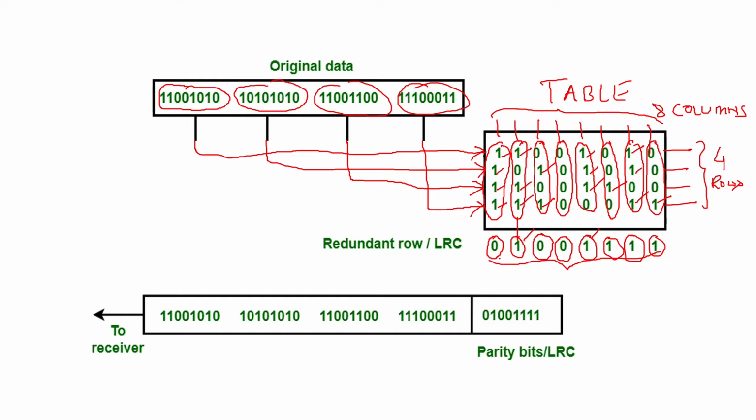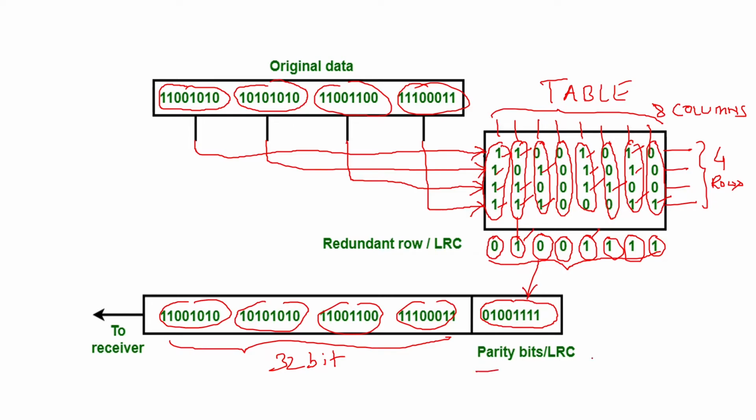Okay. So these extra bits will also go along with the data. Now this is your data. You see here, this is 8 bit, this is 8 bit, this is 8 bit, and this is 8 bit. This was your 32-bit data. This data will be sent along with the parity bits which you have generated looking at the columns and following even parity. So these will be added along with the data, and these bits will be sent to the receiver.